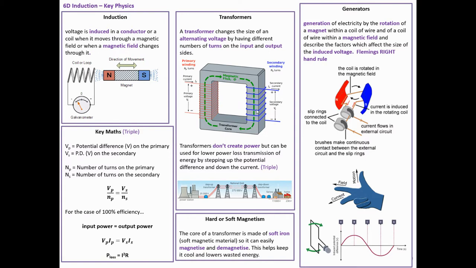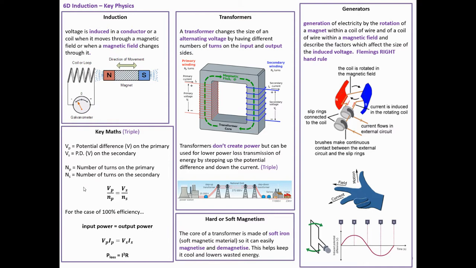Now the clever bit is we can change the number of turns, and due to the right hand grip rule, here we'd have lots of turns, here we have fewer turns. So I have a high potential difference, and this steps down the potential difference to a lower potential difference, but it increases the current because the power should equal the power that goes in. So power input should equal power output, which is one of our formulas.